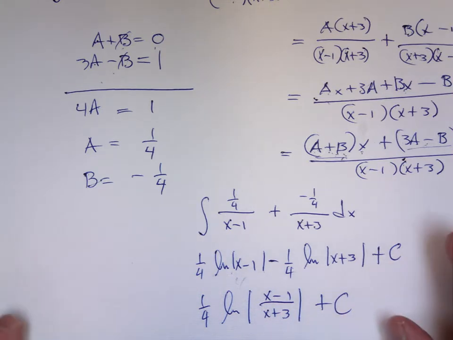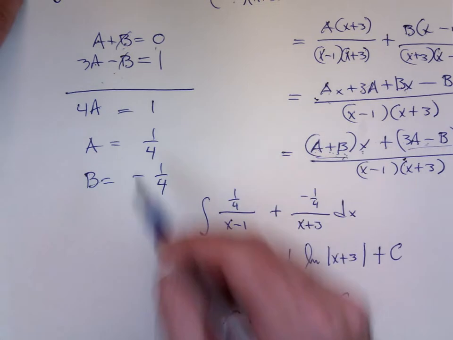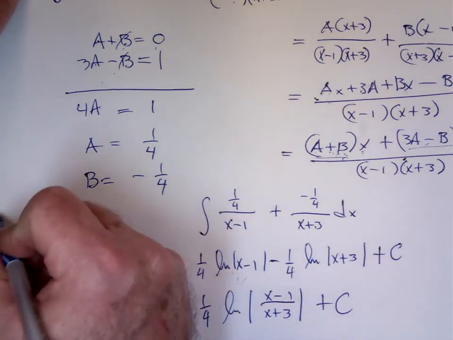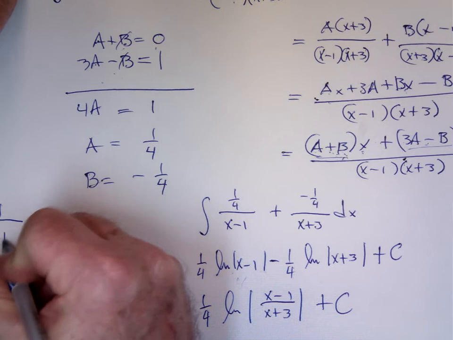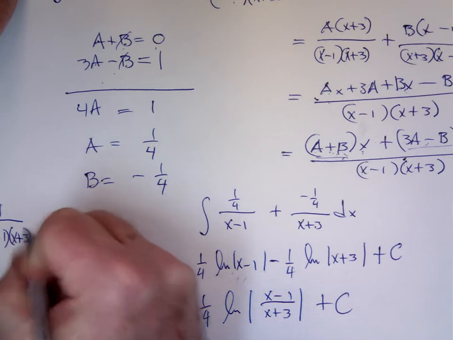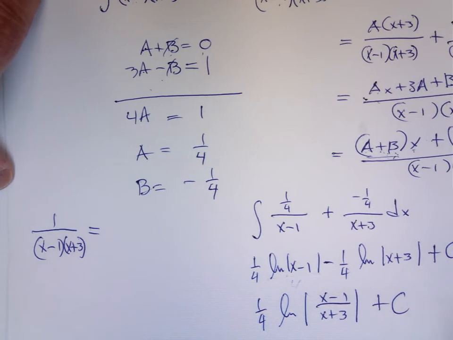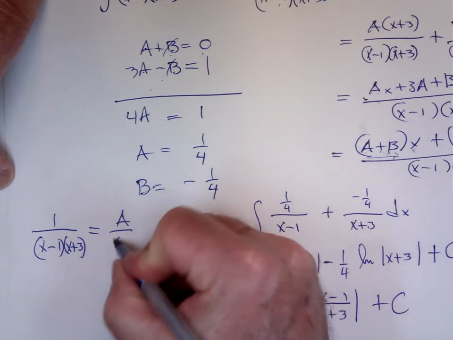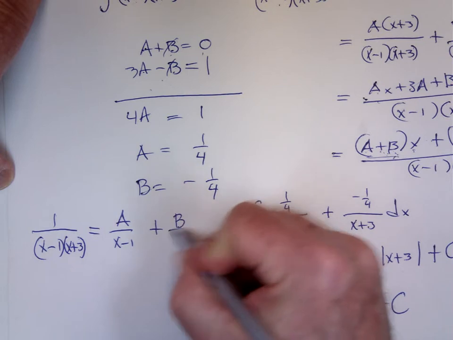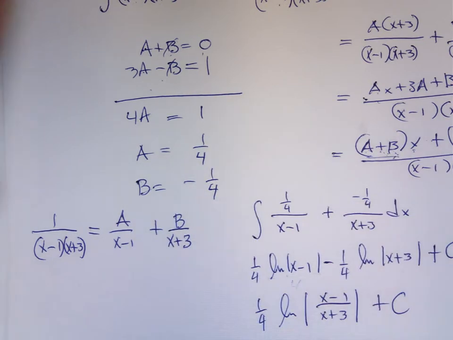All right, same problem. I'm going to take this fraction, 1 over x minus 1, x plus 3, is equal to a over x minus 1 plus b over x plus 3. Now, watch this, because this is somewhat magical how this works. Here we go. I'm going to solve for a first.